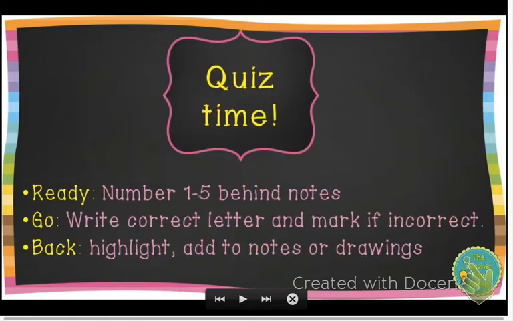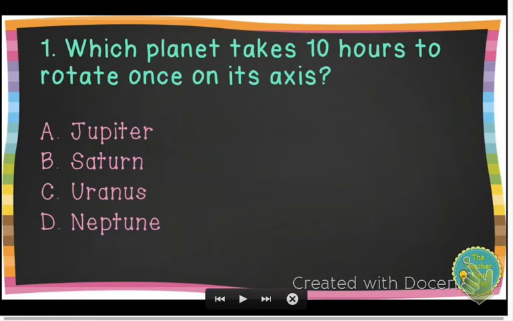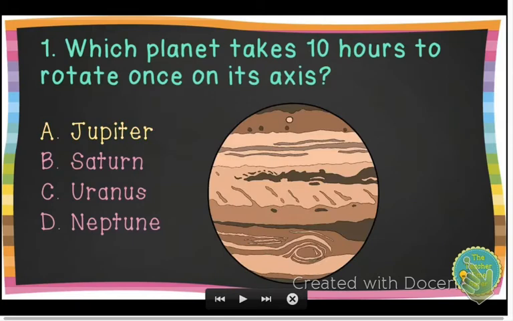Alright, on the back side, you should find where I have already typed up quiz time and numbered 1 to 5. You're going to get 5 questions. They are multiple choice, so after I read the question, write the answer. You might want to pause it, because I'll give you the answer right away. Okay? So here we go. 1. Which planet takes 10 hours to rotate once on its axis? A. Jupiter, B. Saturn, C. Uranus, or D. Neptune? The answer is A. Jupiter.